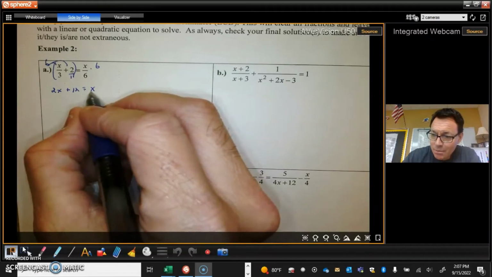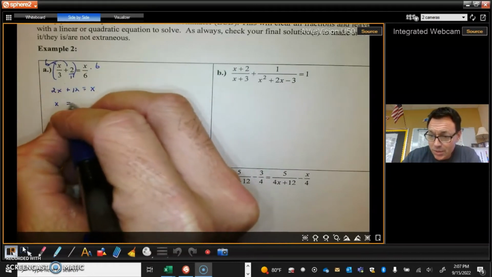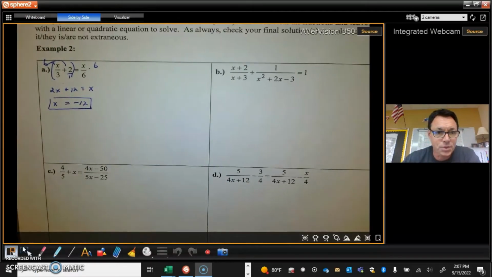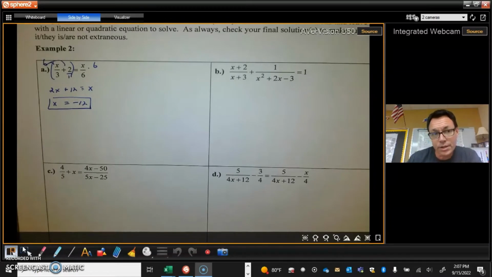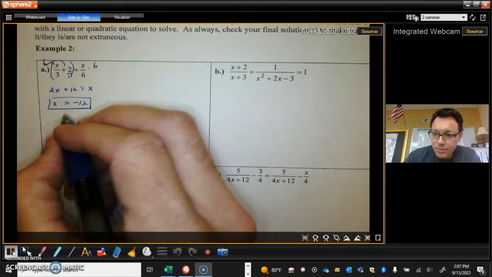So if I subtract the x to the other side, I'm going to move the 12 to the other side, and I'm going to get negative 12 as an answer. Okay, now again, we want to check our answers. We want to make sure we didn't get any bad answers. This actually is going to simplify pretty nicely.